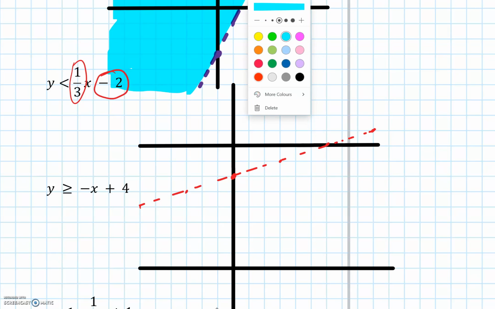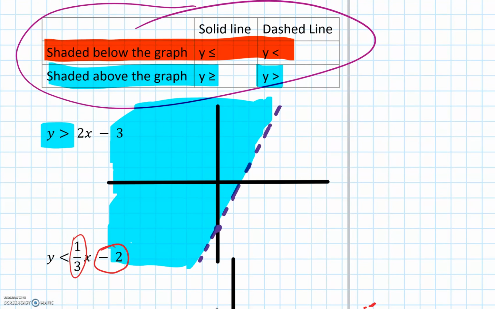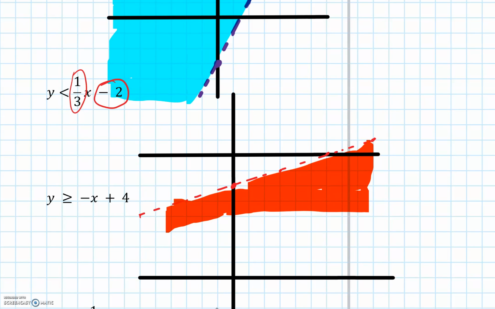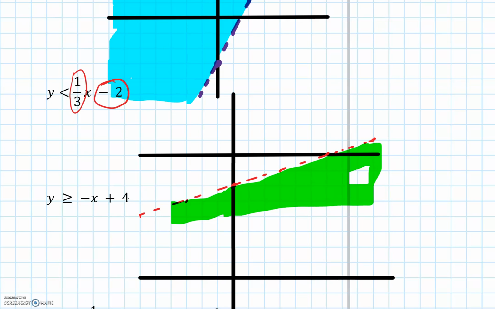So now what we can do is shade in one of the sides. If it's less than, we're going to shade below. So shade below when it's less than. It's going to look something like this, and roughly like that. Maybe I should use a different color. I'm thinking that maybe the red is too much. There you go. So everything below the line is shaded.